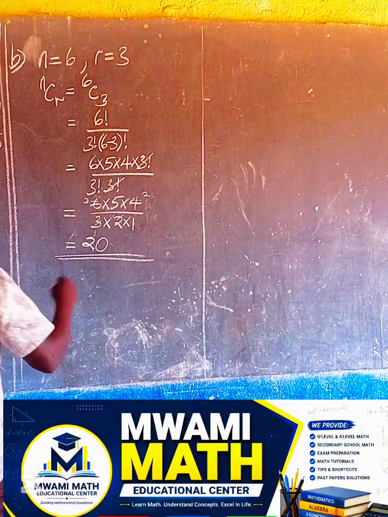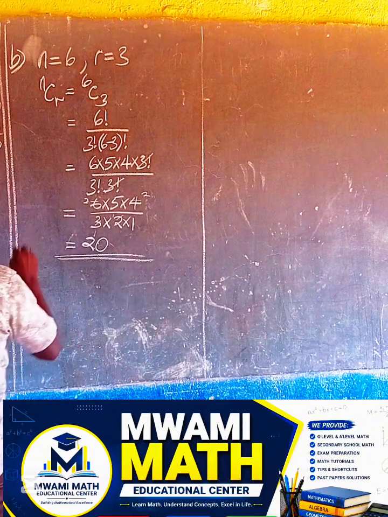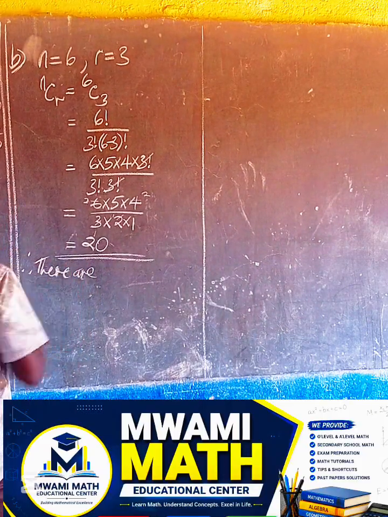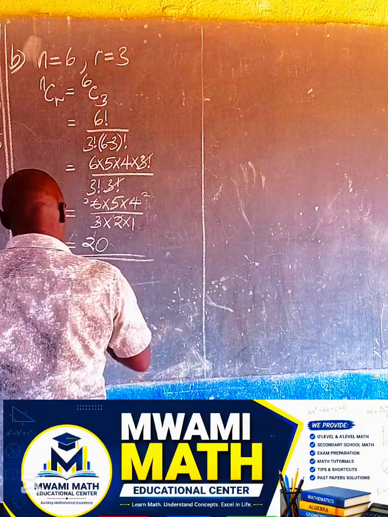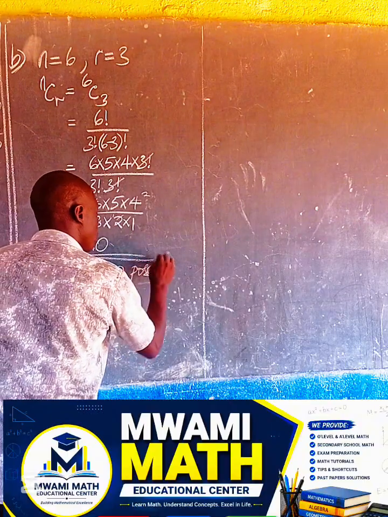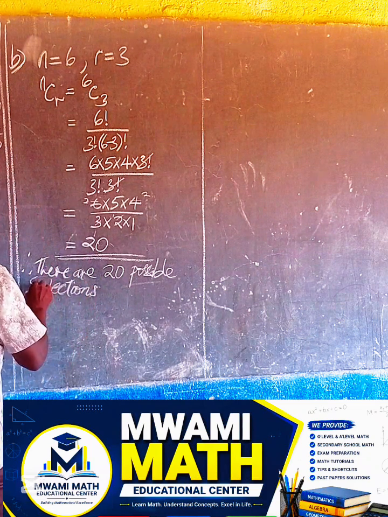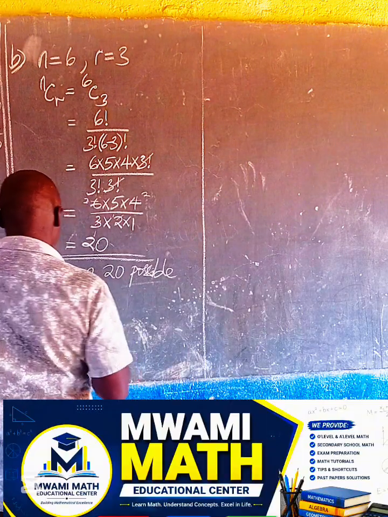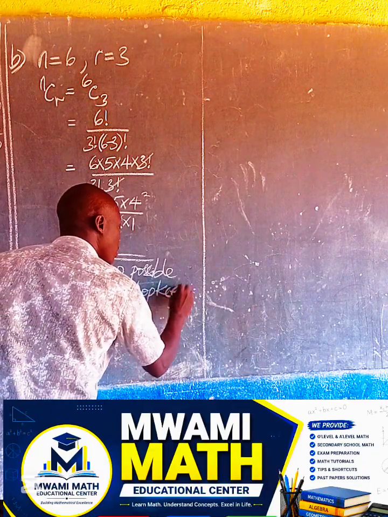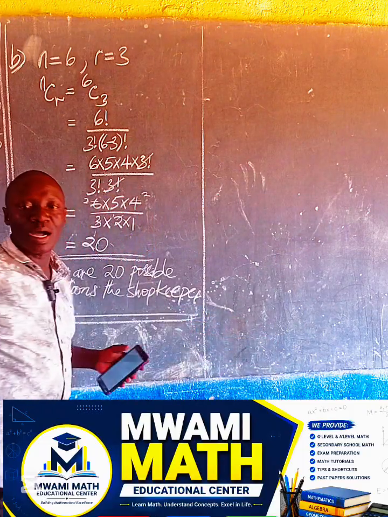Therefore, we shall conclude by saying, remember, we write a scenario response in a full sentence. We shall say, therefore, there are 20 possible selections the shopkeeper has. As simple as that.